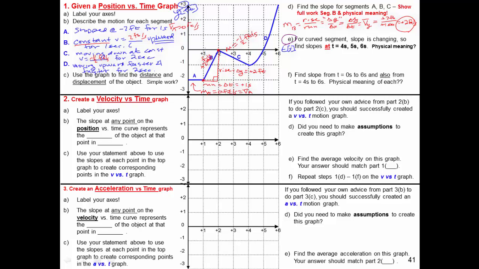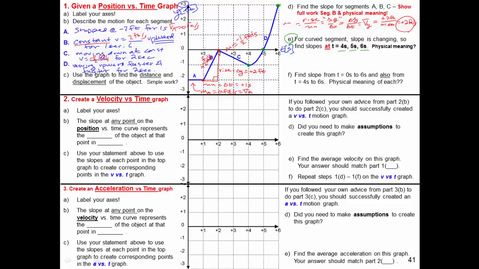So let's take a look at the curved segment here. For part E, we actually have a changing slope. And so what we're going to do is look at a few different points on this curve and calculate the slope at each point. So I'm going to pick the points at 4 seconds, 5 seconds, and 6 seconds. I'll just draw a dot at each one of those points. I'd really like to find the slope at each one of those points.